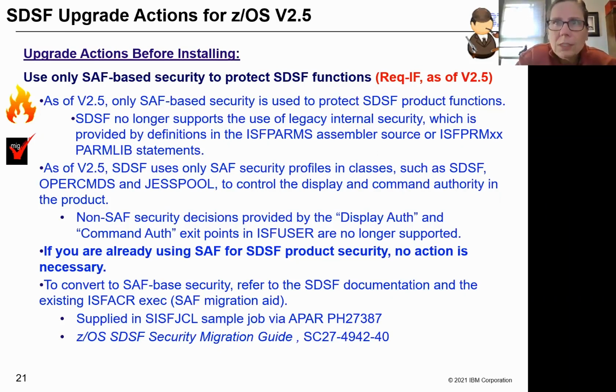I would like you to use the documentation. There is a SAF migration aid that is supplied in the JCL dataset as a sample job and is mentioned within the migration guide. And you can see the APAR that provided that as well. And if you've already done this, if you've already got SAF-based security for SDSF, there's nothing for you to do here. And hopefully this is the majority of people. Okay, so do take note of this, very important, and you must do this before you upgrade to z/OS 2.5.